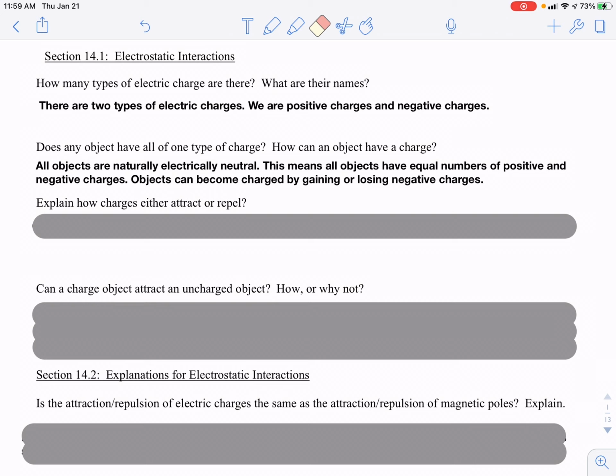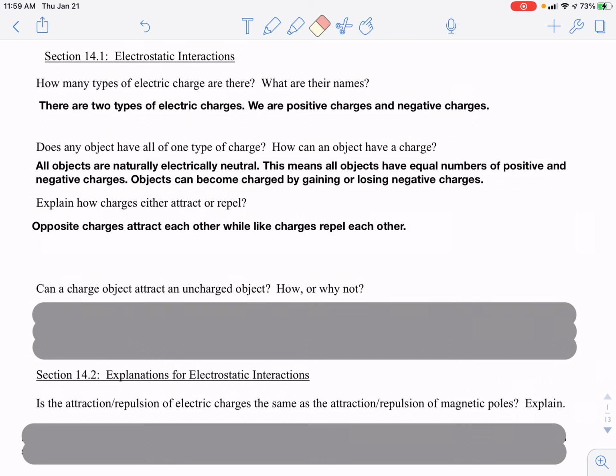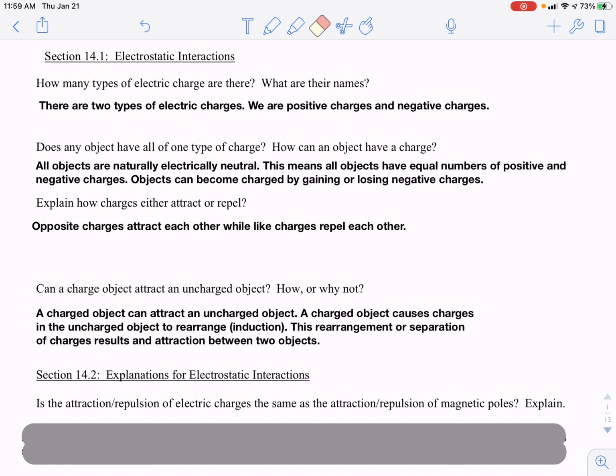How can charges either attract or repel? The general rule of thumb for electrostatic interactions is that opposite charges attract each other while like charges repel each other. Can an object attract an uncharged object? How or why not? The simple answer is yes. A charged object can attract an uncharged object because the charged object causes a rearrangement of negative charges within the neutral or uncharged object, thus creating an attraction between the two.